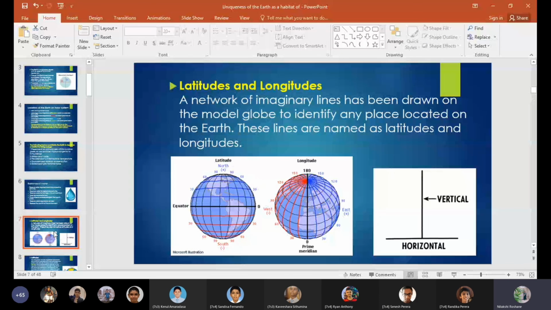By using these longitudes and latitudes, we use these coordinates in order to identify a specific location. So we need latitudes and longitudes. Also, we need these things in order to find the regional time differences. Because of that, these latitudes and longitudes are important. So latitudes and longitudes are a network of imaginary lines drawn on the globe.